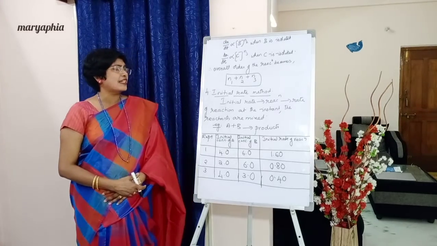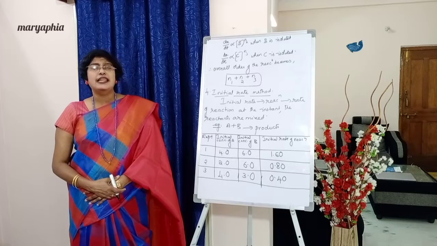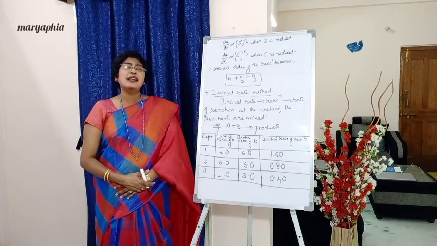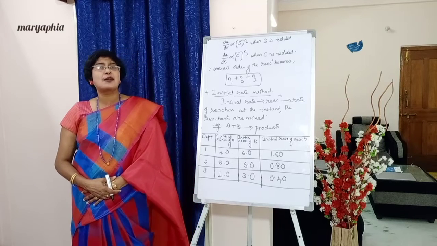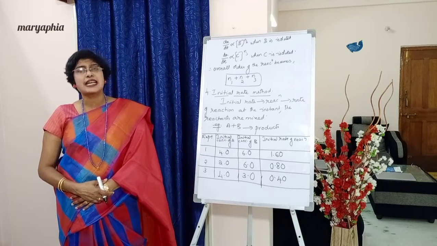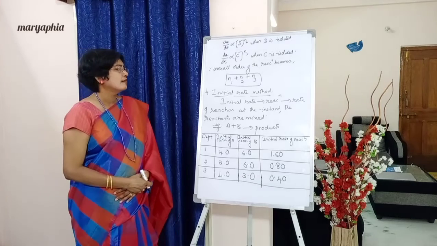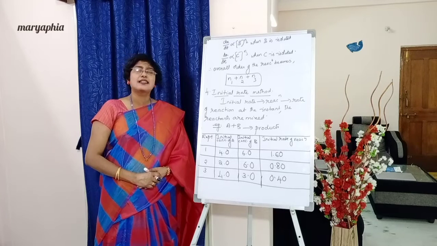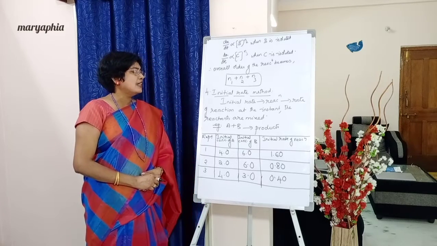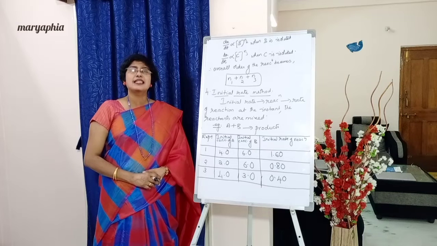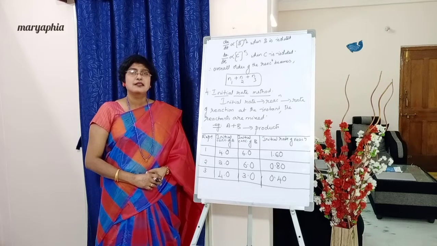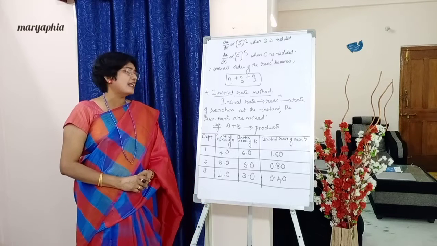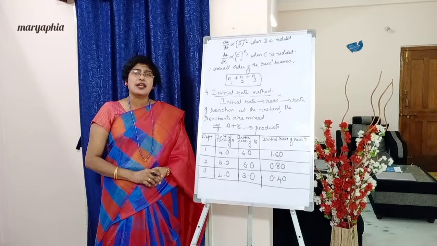Initial rate of a reaction is the rate of reaction at the instant the reactants are mixed. That means immediately when the reactants are mixed. Once again, initial rate of the reaction is the rate of reaction at the instant the reactants are mixed. Full stop. Have you written the definition, students? Okay. Now below, example: let us consider a reaction A plus B gives products.